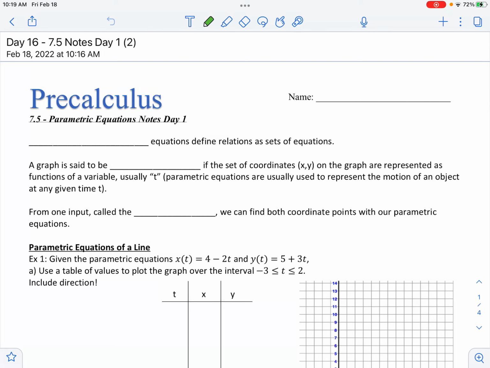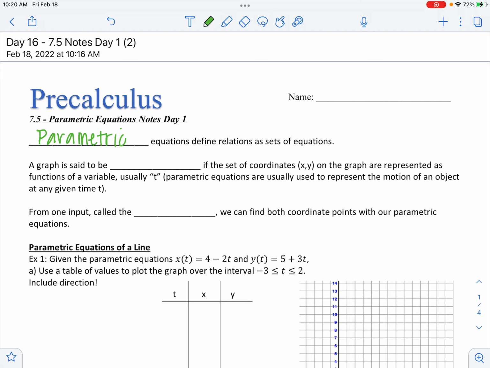Right, so this is 7.5, parametric equations, day 1. First off, we have some fill-in-the-blank vocabulary here. It says blank equations define relations as a set of equations. And this is parametric. So parametric equations define relations as sets of equations.